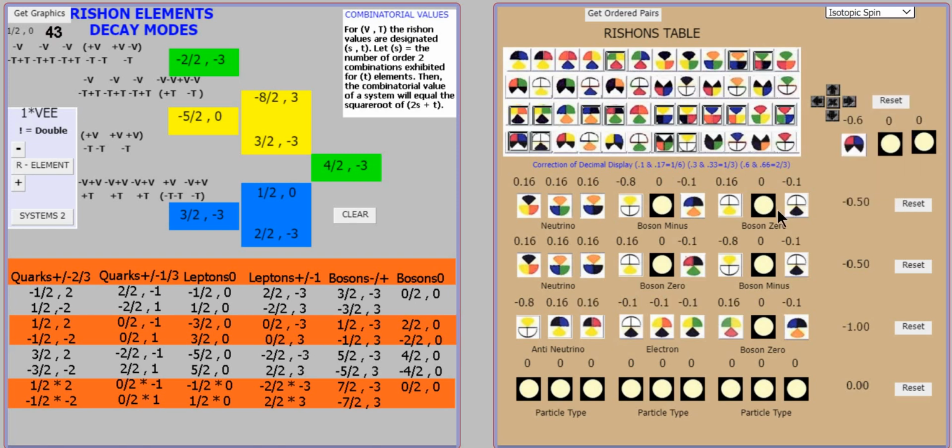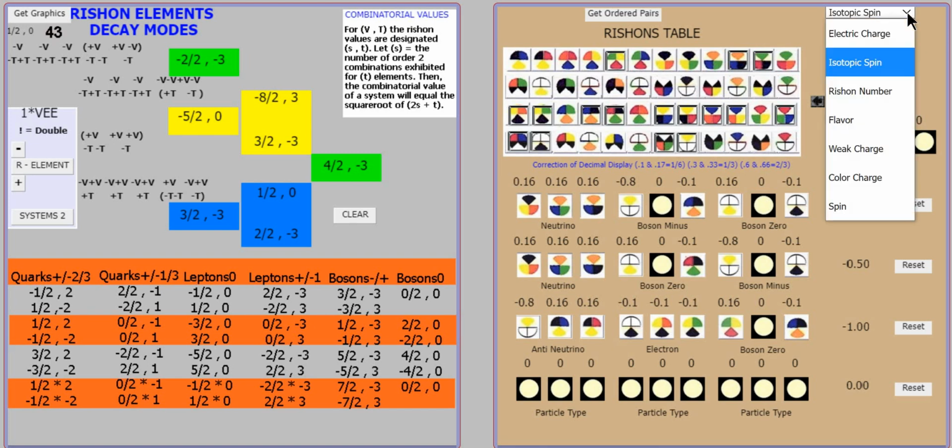Of course, the isotopic spin will mirror the weak charge, and so on the neutrino we have a +1/2, and we have 0 on the boson 0, and we have -1 on the boson minus, or the W particle, for the isospin. And for the antineutrino, we have minus 1/2, and we have minus 1/2 for the electron, with another zero isotopic spin on the boson 0.